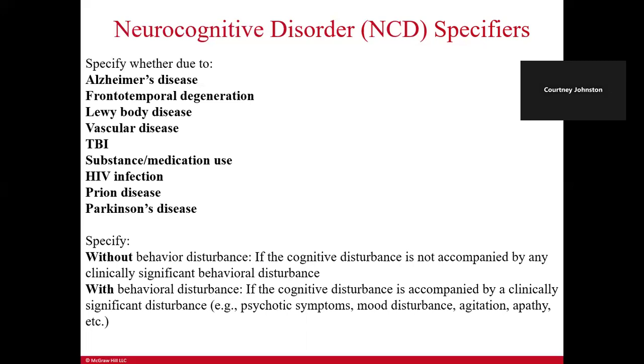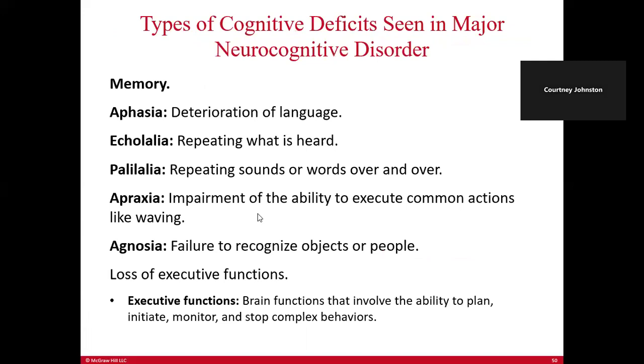So that would be with or without behavioral disturbances. Some other cognitive deficits that are seen in major neurocognitive disorder: again, you might see deficits in memory, deterioration of language, echolalia, which is repeating what is heard, palilalia, repeating sounds or words over and over, apraxia, impairment of the ability to execute common actions like waving, agnosia, being unable to recognize objects or people, and again, loss of executive functions, that planning and organizing function that we have in our prefrontal cortex.